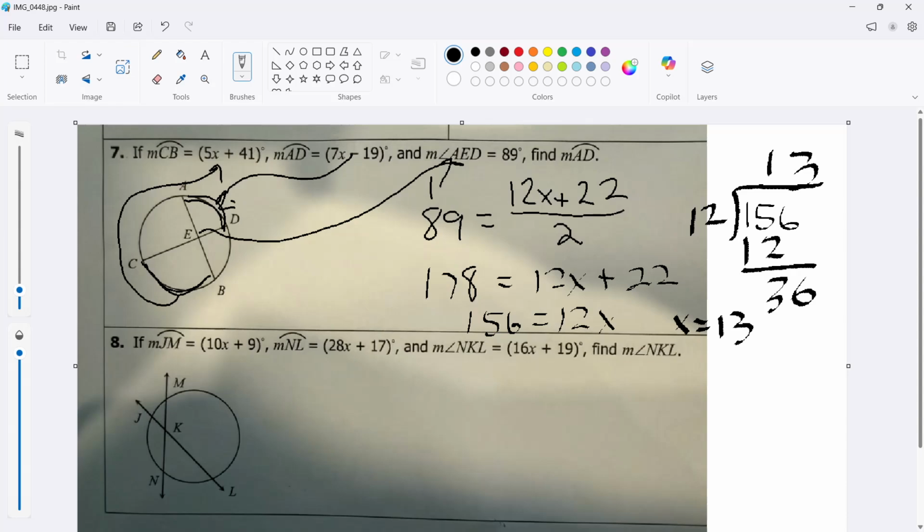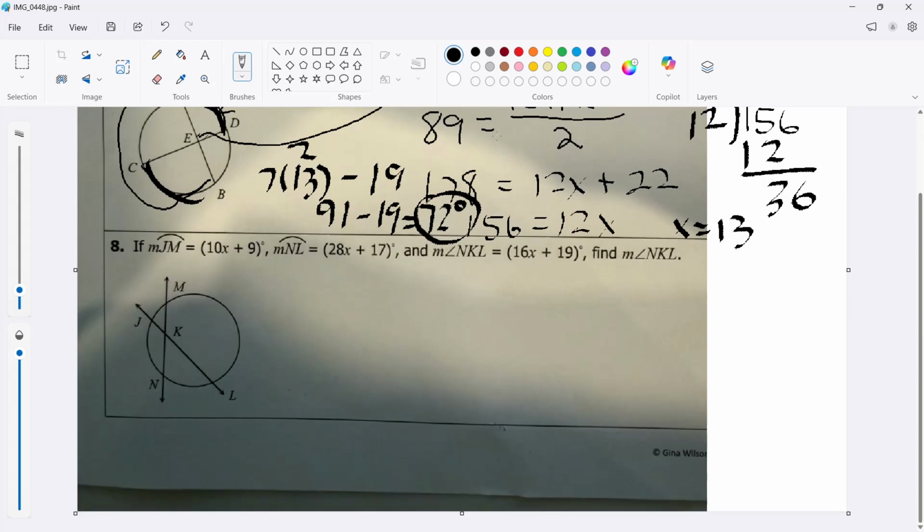So what do I need to find? Measure of arc AD. 7 times 13 minus 19. 7 times 13 is 91, minus 19. Well, 91 minus 20 would be 71. One more than that is 72 degrees. So the answer to that one is 72 degrees. This angle equals this arc plus this arc divided by 2. Find x, then I can find arc AD.